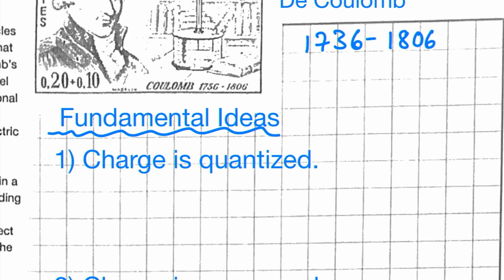And you can have integer values of charge: 1e, 2e, 5e, 17e. You may not have 2.5e or pi e or some irrational amount of e. You can't have square root of 2 e charge. They only come in discrete integer values. So that's what we mean when we say charge is quantized.